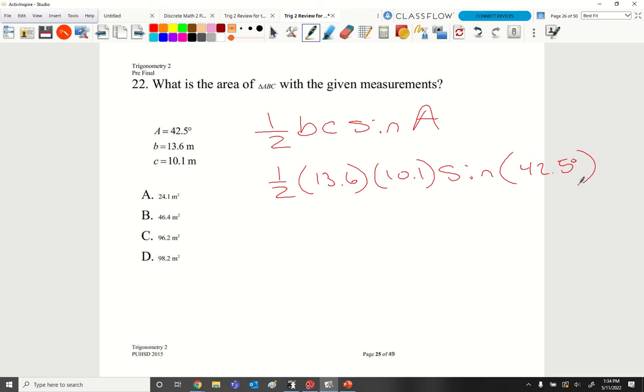What mode is my calculator in right now? Degrees. So on every single one of the problems, you need to double check that you're in the right mode all the time. We're going back and forth between degrees and radians all the time, so please pay attention to what we're doing. What do we got? Oh, no, that ain't the answer. I'm just calling numbers. 46.4.